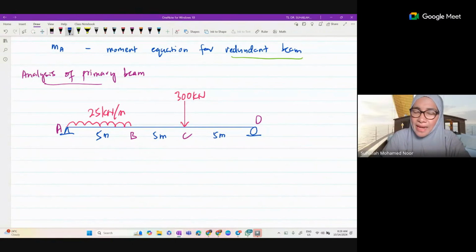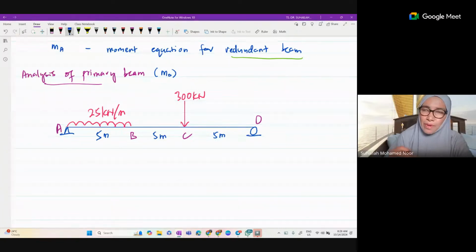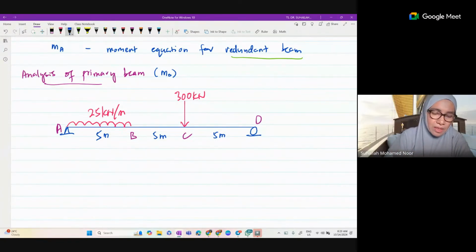The reaction at A for this beam is just like how we analyze the beam topic under solid mechanics, right? So we will apply the equilibrium equation and then we cut the section to write the moment equation. So in analysis of the primary beam, we will get M naught. As usual, calculate the reaction by taking moment at A equal to 0.